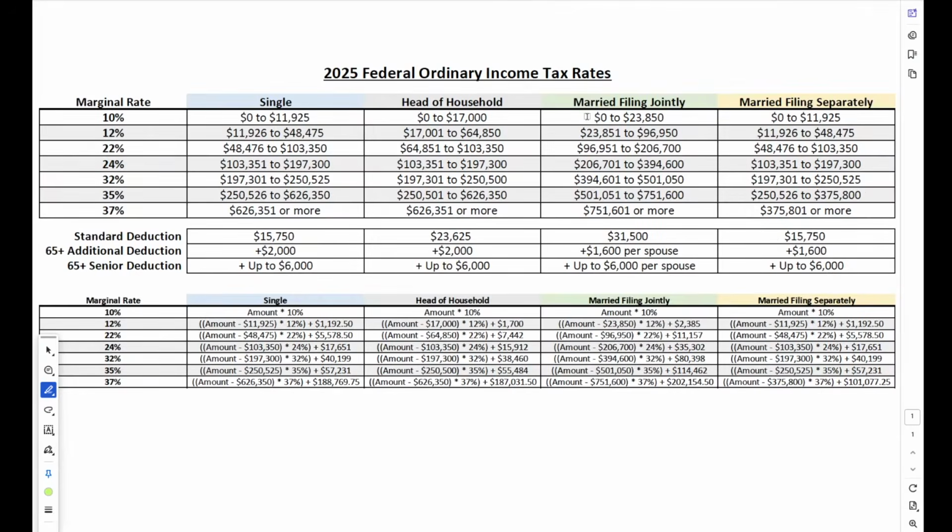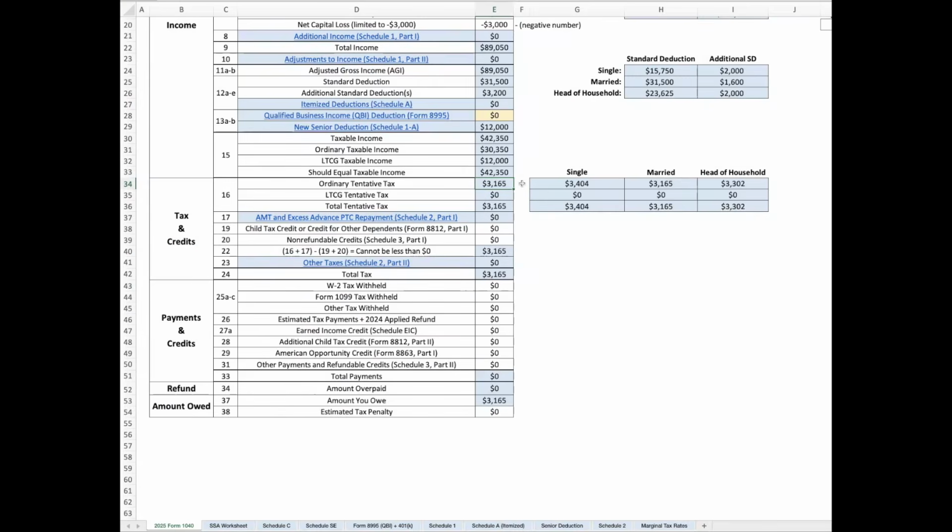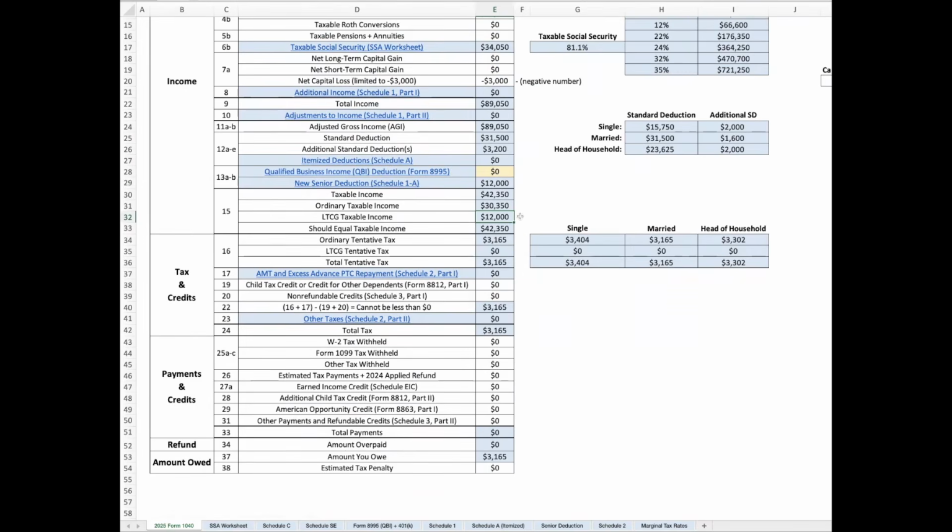The first $23,850 of ordinary income is taxed at 10%, which equals $2,385 in tax, and the remaining $6,500 is taxed at 12%, which equals $780. So that combined ordinary income tax is $3,165. So what about this long-term capital gains taxable income of $12,000?